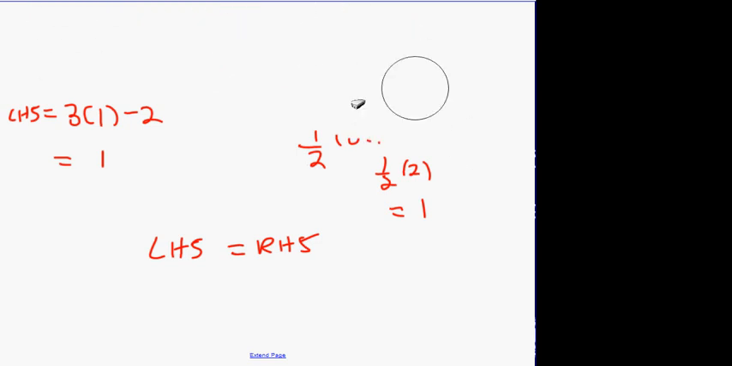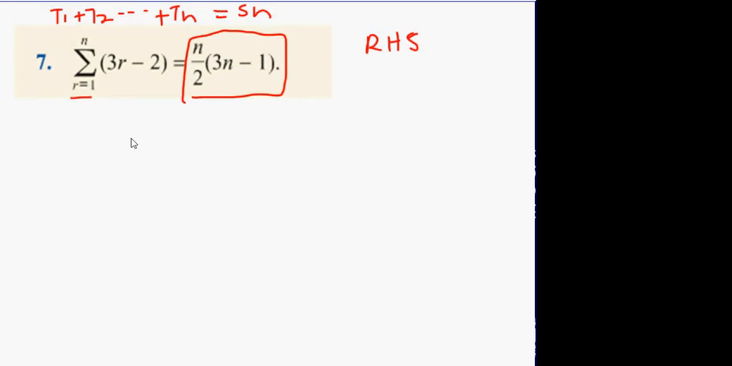Okay, I'm not going to reuse it. Now step 2. Step 2 is assume true for P of k.